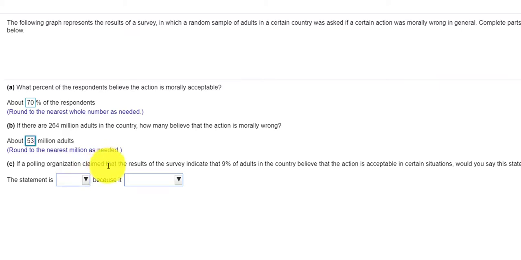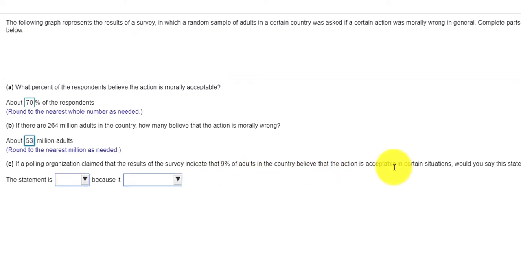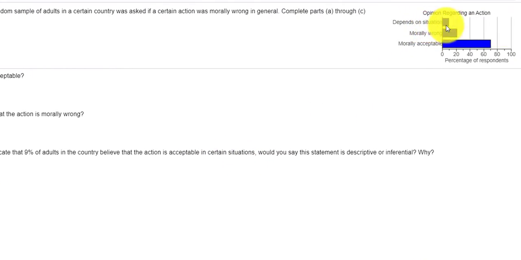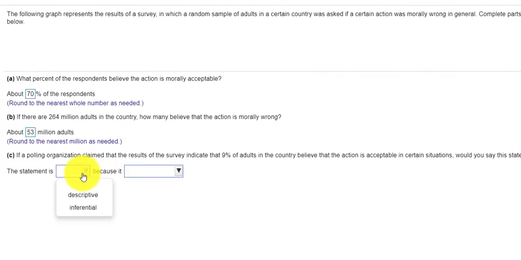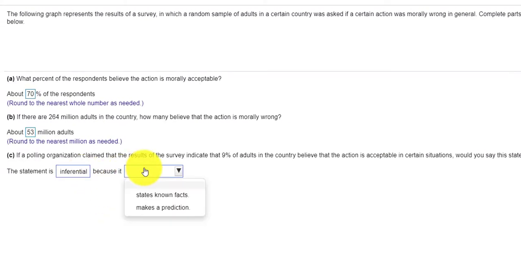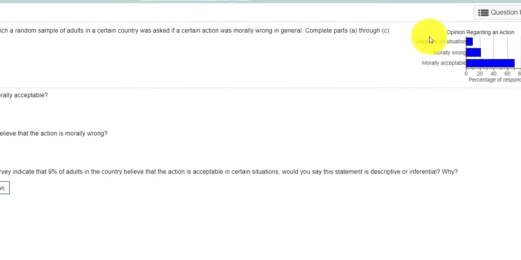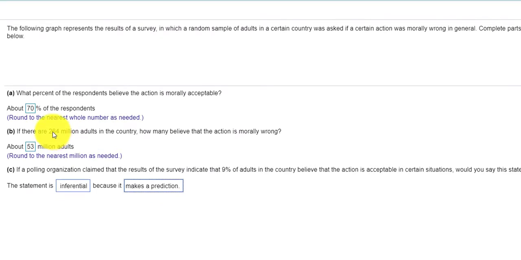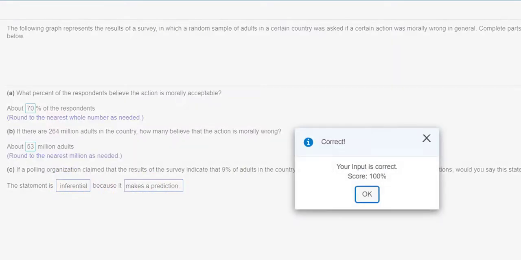And now it says, all right, a polling organization claimed that the results of the survey indicate that 9% of the adults in the country believe that the action is acceptable in certain situations. Oh, okay, so it depends on the situation. Would you say this statement is descriptive or inferential and why? So I'm going to say it's inferential because it makes a prediction, right? We're going to use this basically to make a prediction knowing that the population is 264 million adults. We're going to infer. We're going to make a prediction. Check answer. Hey, and we got the 100%.